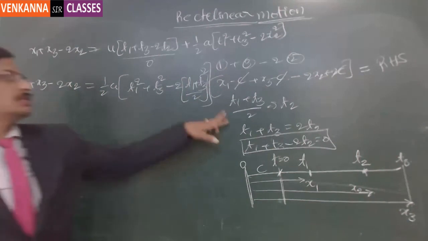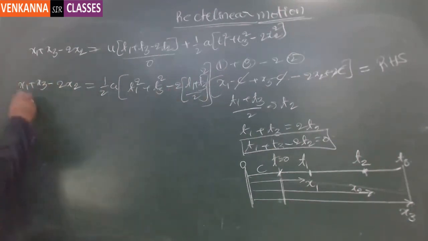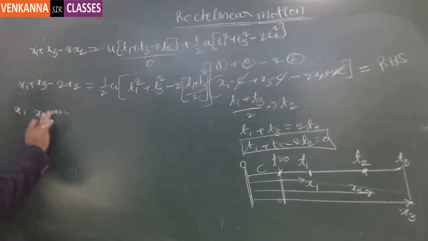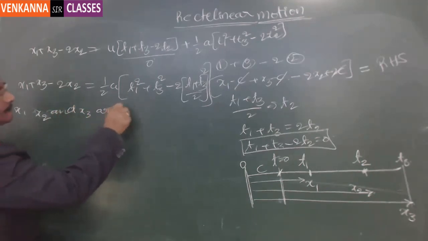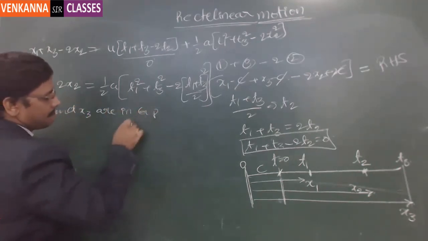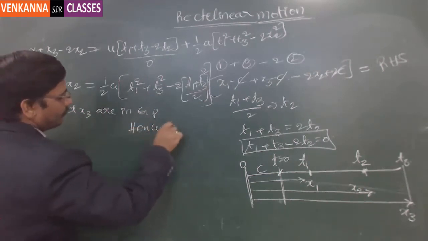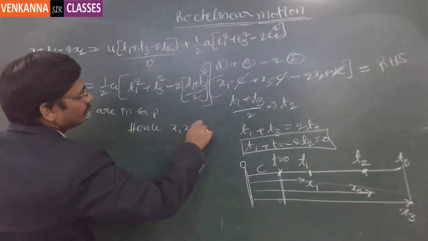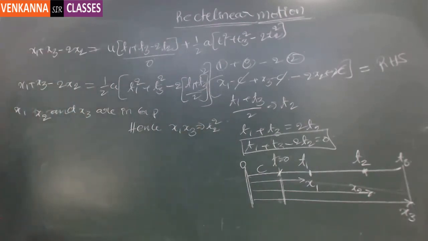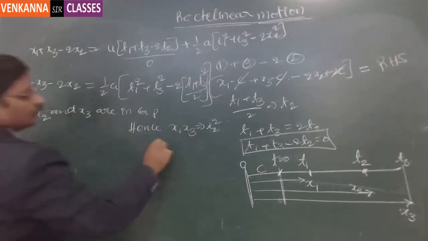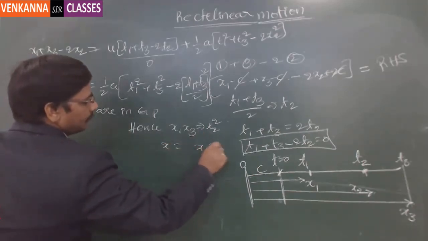So you can substitute this value here, and then x1, x2 and x3 are in GP. Hence x1 x3 is equal to x2 square. So this is a relation of GP. Now you can replace here. So x2 I can treat as square root of x1 x3.